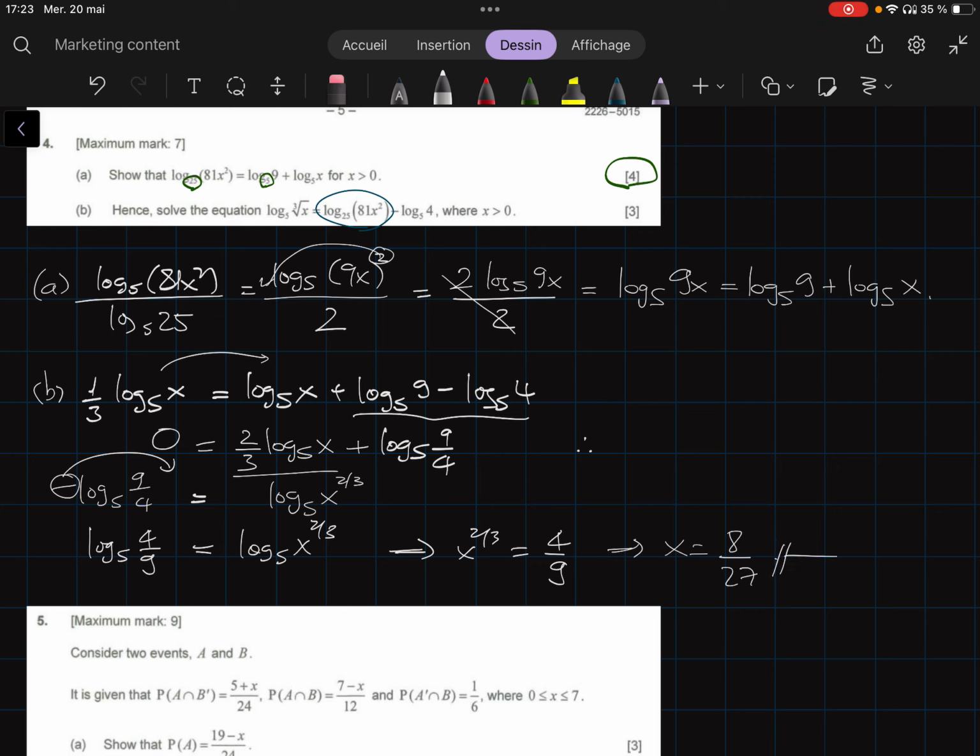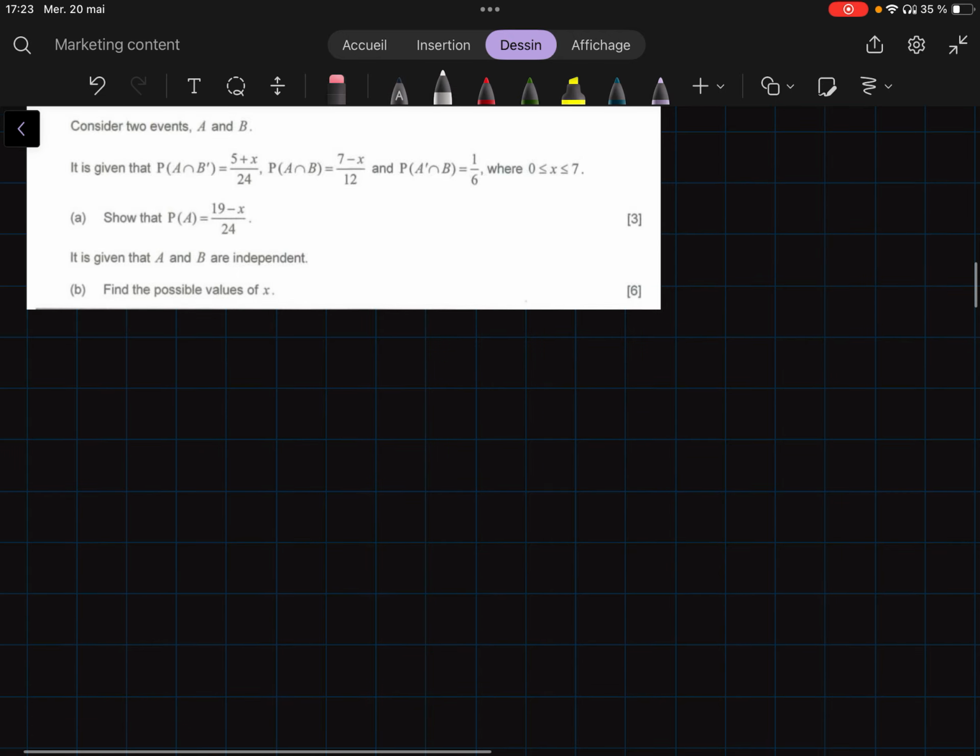So the first part of the question is easy. The second part is trickier. I do not understand why it is only worth 3 marks. Question 5. Consider two events A and B. Okay, and you're given quite a lot of information about A and B. So let's put it together.